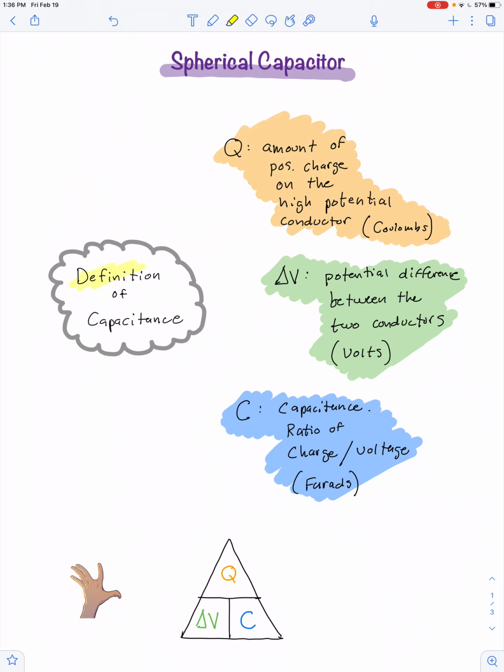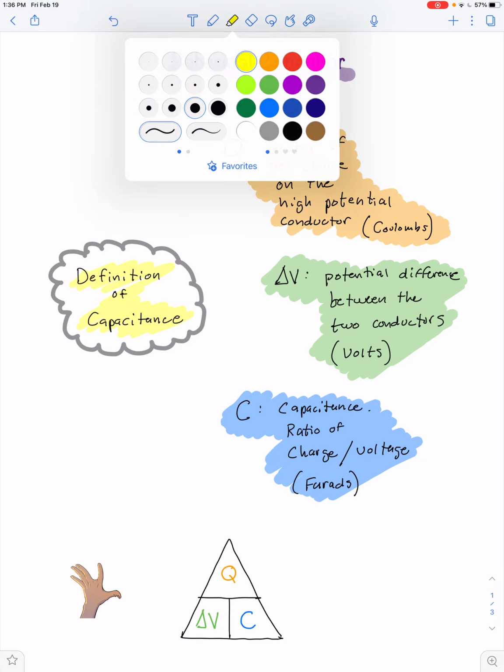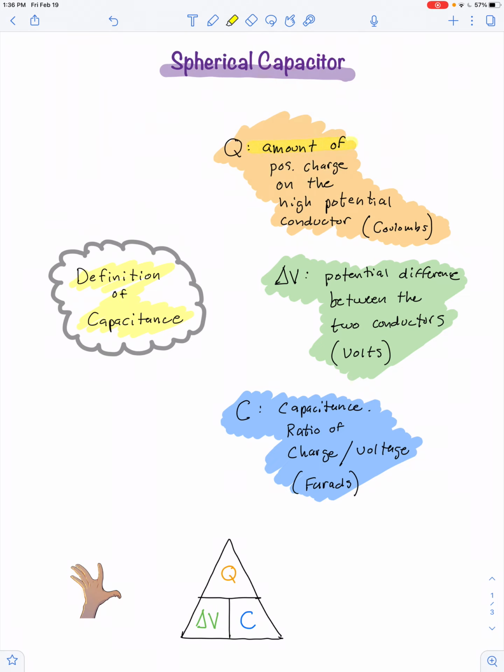The definition of capacitance is that it's a ratio between charge and voltage. So if Q represents the amount of positive charge on the high potential plate of one of the conductors measured in coulombs, and delta V represents the potential difference between the two conductors measured in volts, then capacitance is a ratio of that amount of charge divided by the voltage measured in farads.